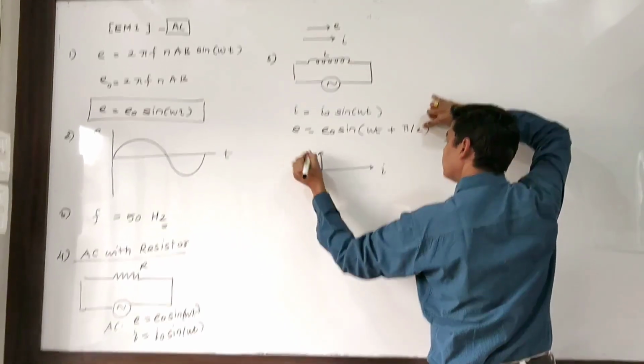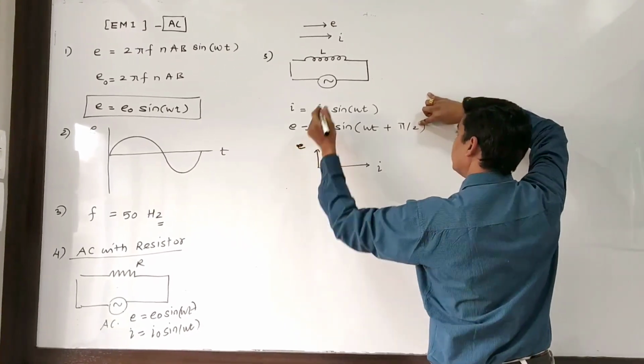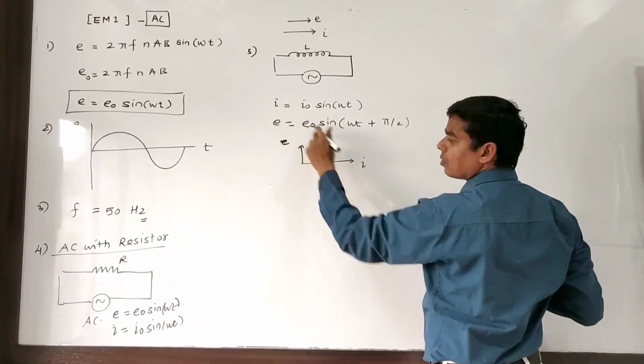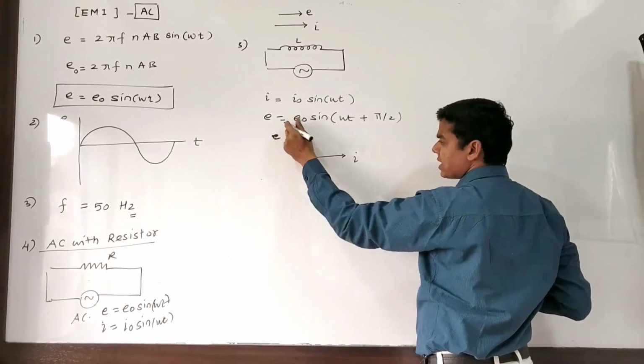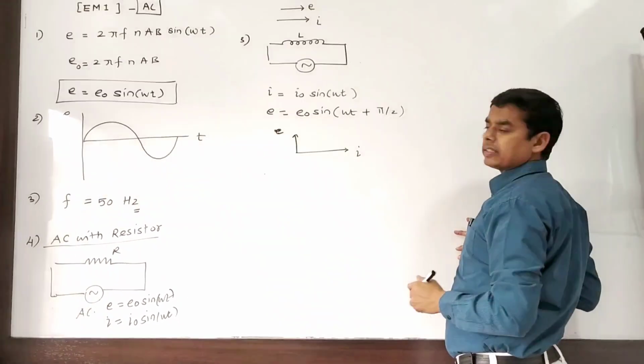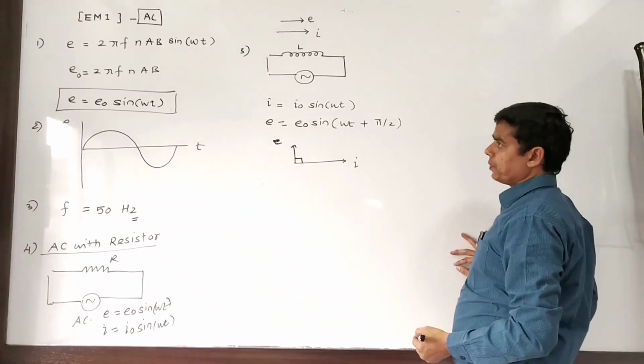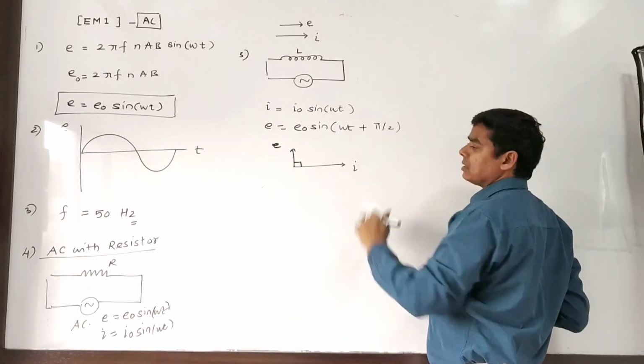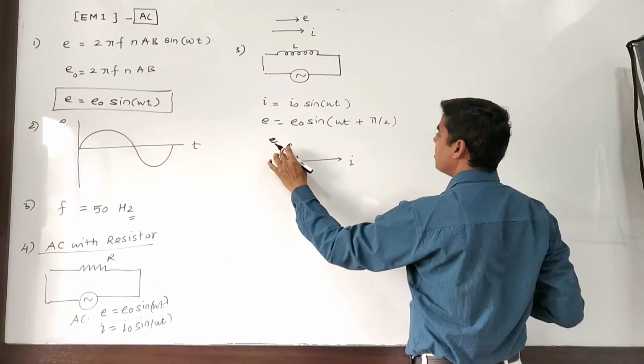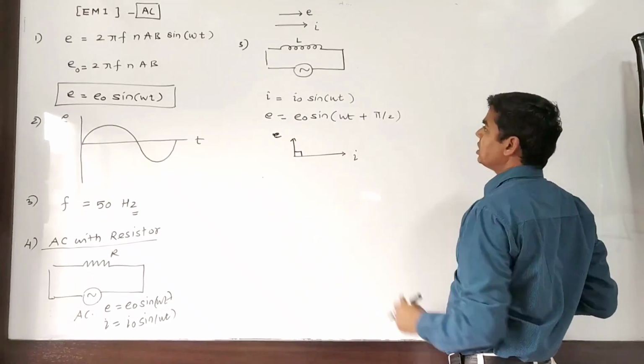So the phasor diagram for an inductive circuit is E along the positive y-axis and I along the positive x-axis. That is, EMF leads the current by 90 degrees phase and current lags the EMF by 90 degrees phase. So EMF is ahead of current in an inductive circuit.